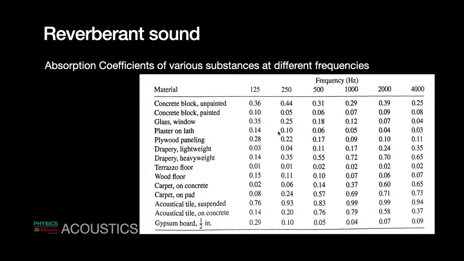So this is how the sound absorption varies. You can look at different frequencies and figure it out. It depends on the purpose of your room. If you're making a room for music, then you can look for these frequencies.